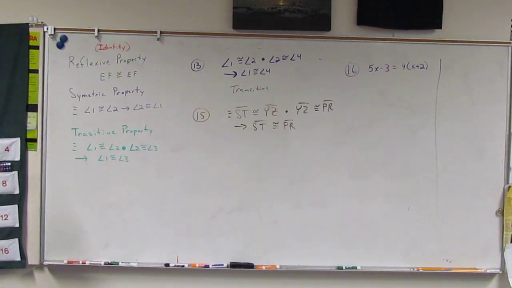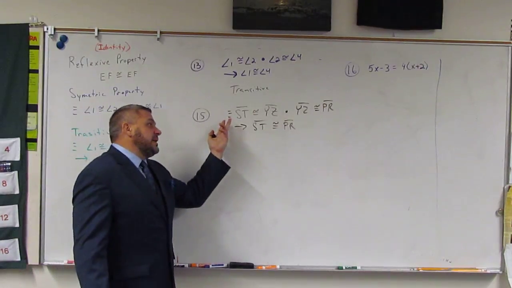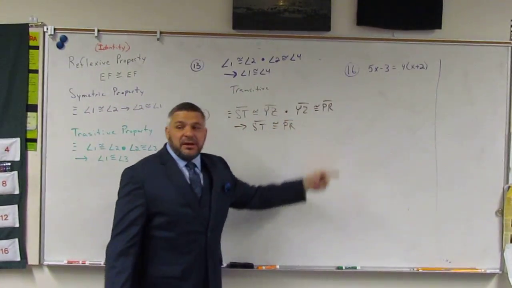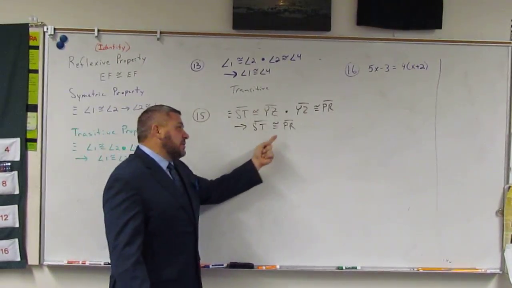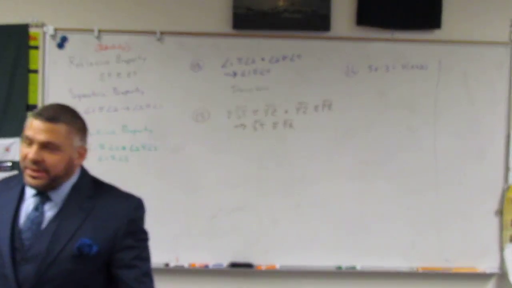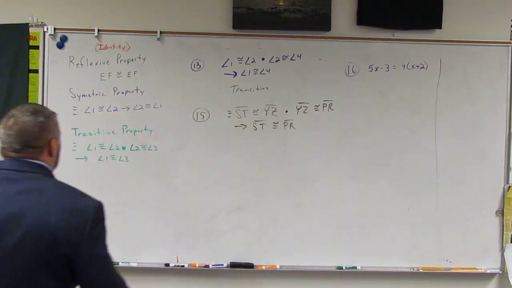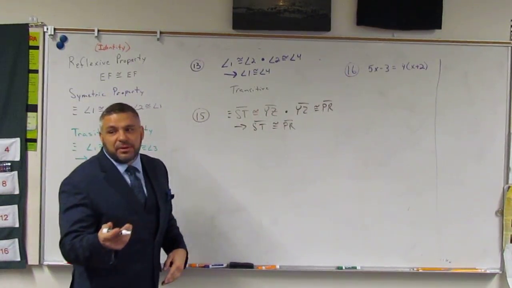Next, they ask you, if ST is congruent to YZ and YZ is congruent to PR, then ST is congruent to PR. What property is that? Transitive. Yeah. So we had two transitives in a row.